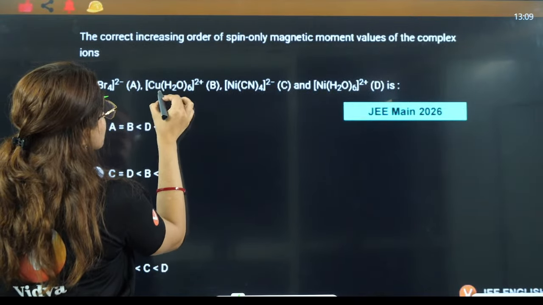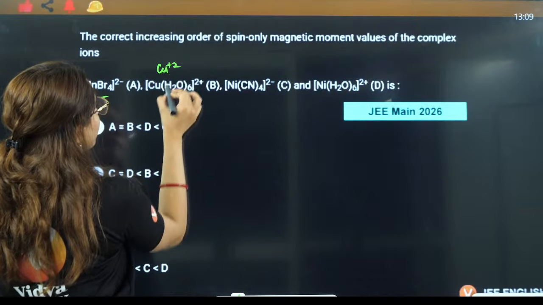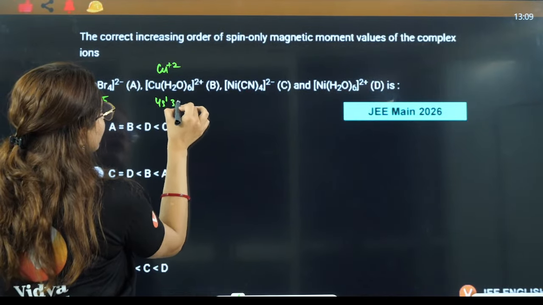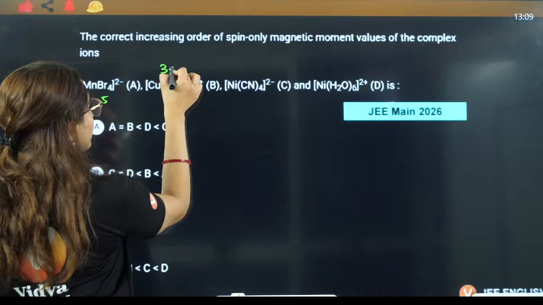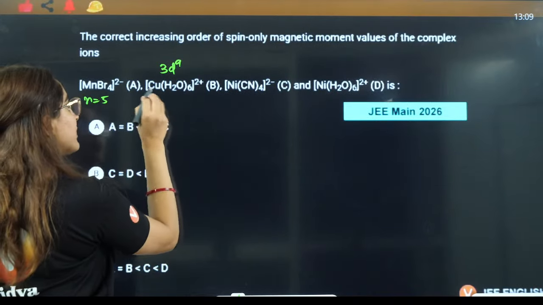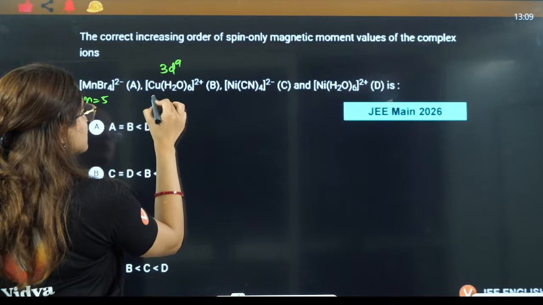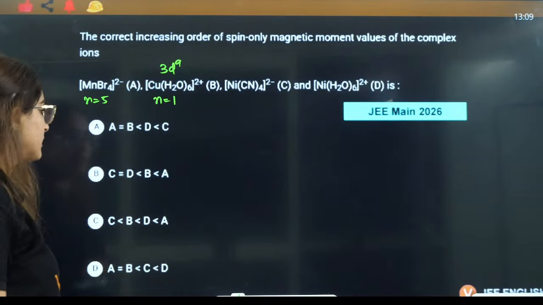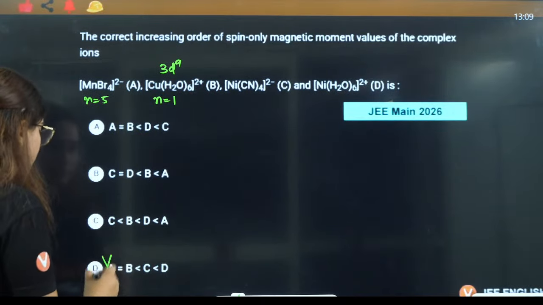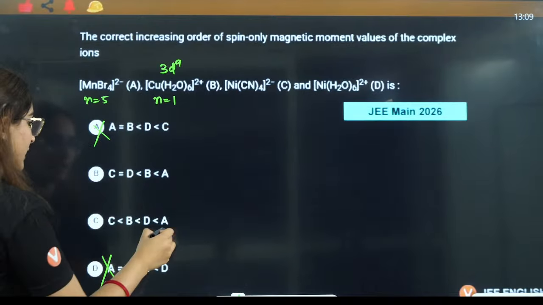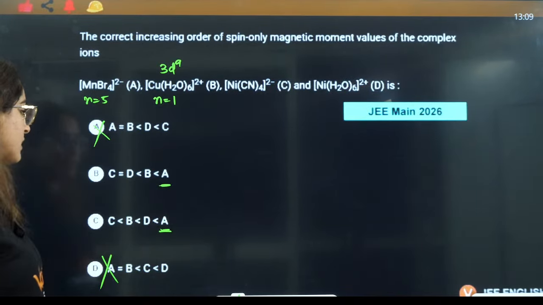B is copper 2 positive. Copper is 4s1 3d10, so it will become d9. Now it is a weak field ligand, so 10 minus 9, the number of unpaired electrons is 1 here. So A is definitely maximum. This part and this part are not correct here. This or this is correct.